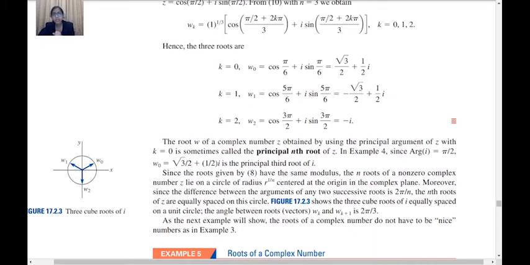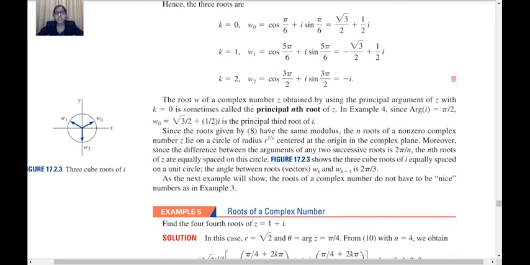So in this example, the roots that we have obtained are very good numbers, that is, they lie on the boundary of the circle, and they are equally spaced. You can see figure 17.2.3 that the roots of this particular complex number are lying equally spaced, and they are behaving in a very good manner. But this is not necessary for all complex numbers.